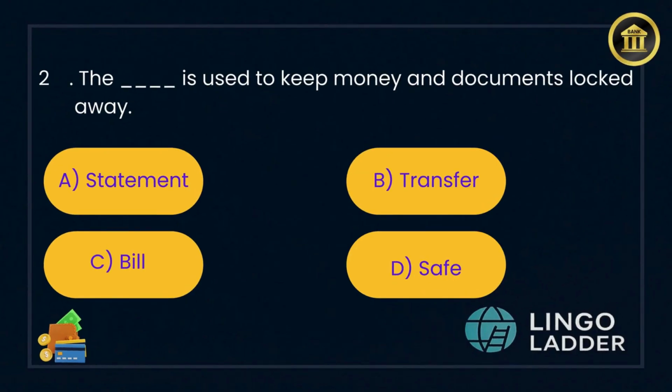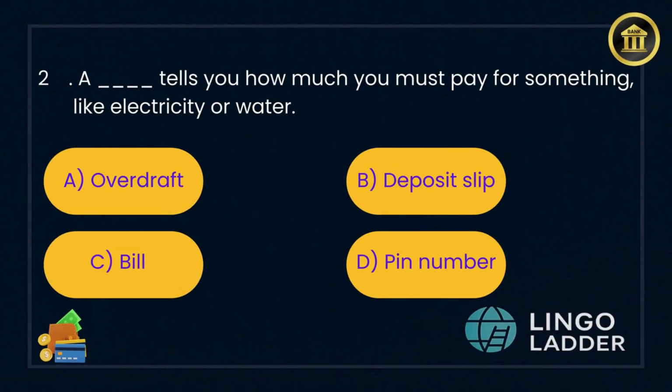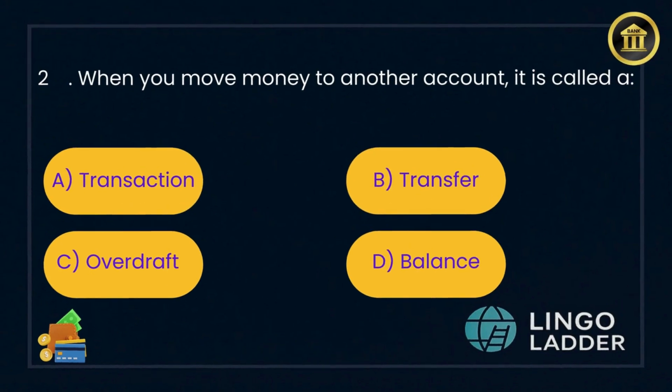24. The safe is used to keep money and documents locked away. 25. A bill tells you how much you must pay for something like electricity or water. 26. When you move money to another account, it is called transfer.